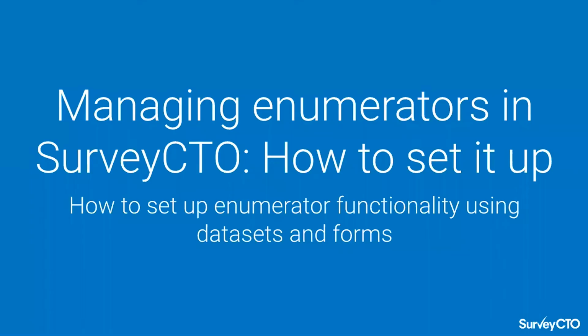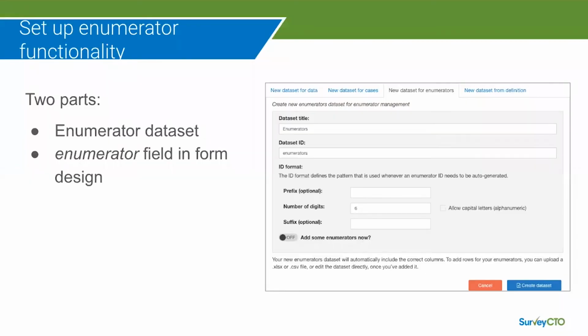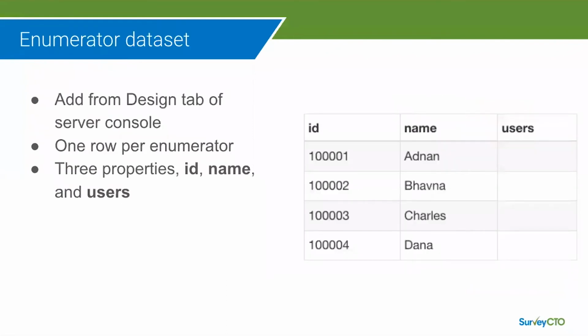We've already discussed how the enumerator functionality works on the enumerator end. Now, let's talk about how to actually set it up. The enumerator functionality requires two parts: an enumerator dataset and an enumerator field in your form. Let's go over both of these. You will manage your list of enumerators using an enumerator dataset, a special kind of server dataset. Just like a normal server dataset, you will add it from the Design tab of your server console using a plus on the left. If you have never used a server dataset before, check out our quick start guide on managing enumerators, which will walk you through how to add an enumerator dataset step by step.